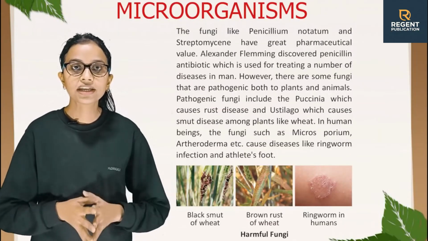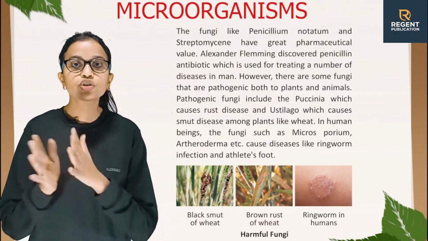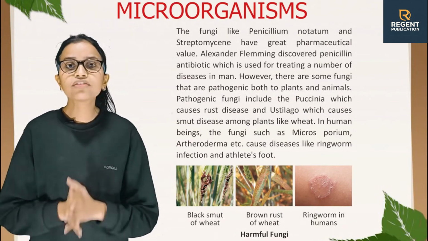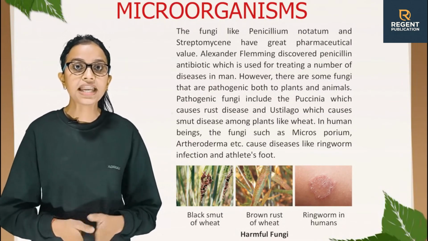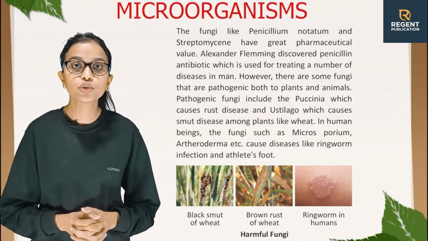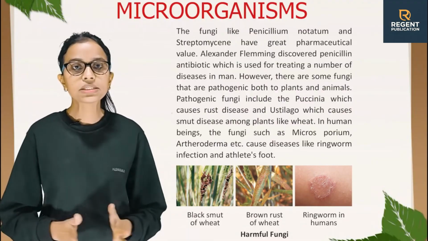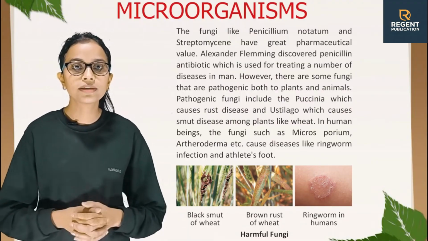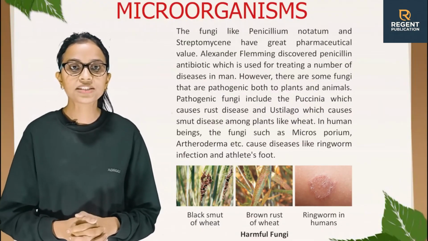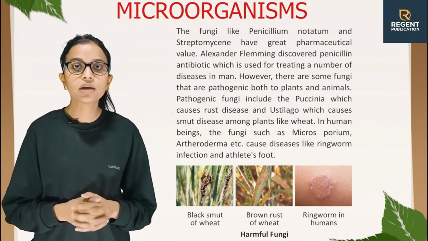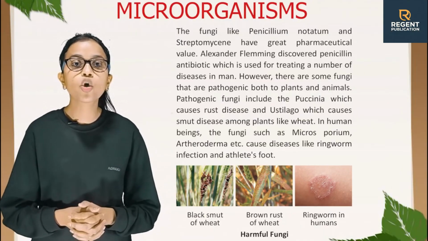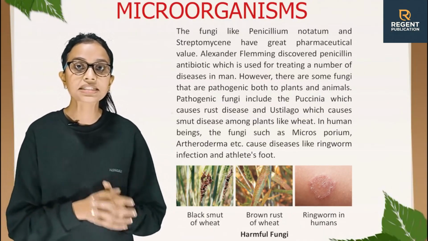The fungi like Penicillium notatum and Streptomyces have great pharmaceutical value. Alexander Fleming discovered penicillin, an antibiotic which is used for treating a number of diseases in man. However, there are some fungi that are pathogenic both to plants and animals. Pathogenic fungi include the Puccinia, which causes rust disease, and Ustilago, which causes smut disease among plants like wheat.